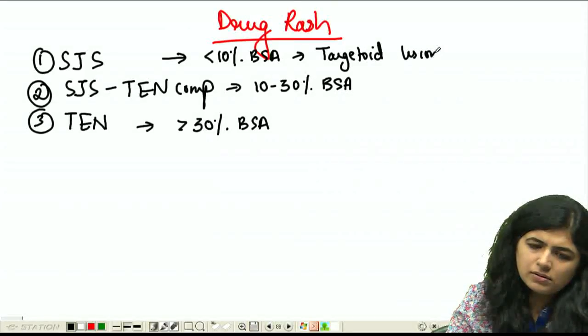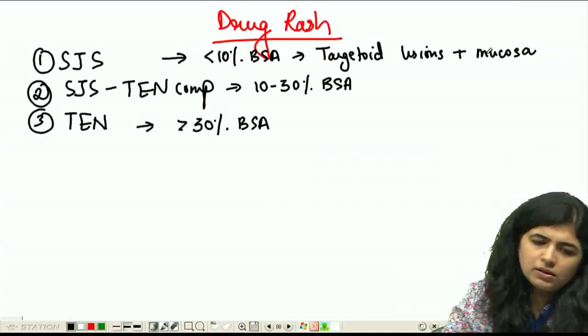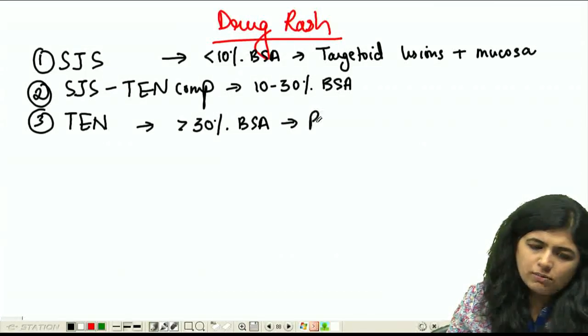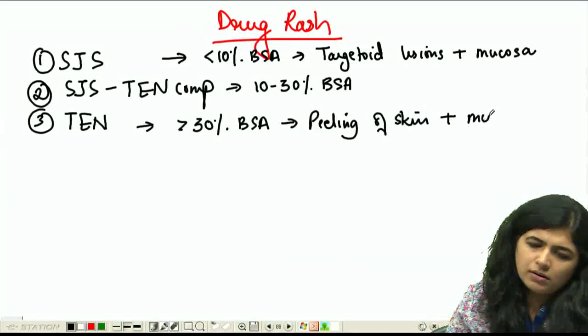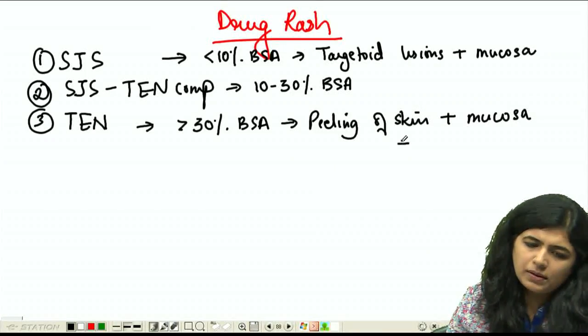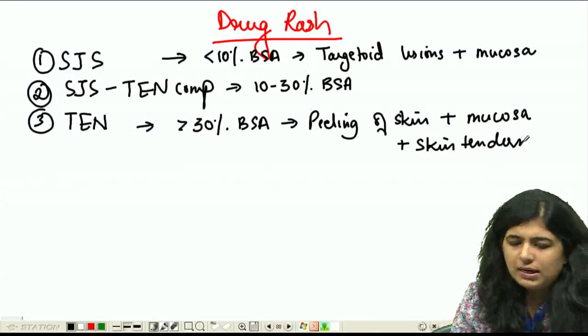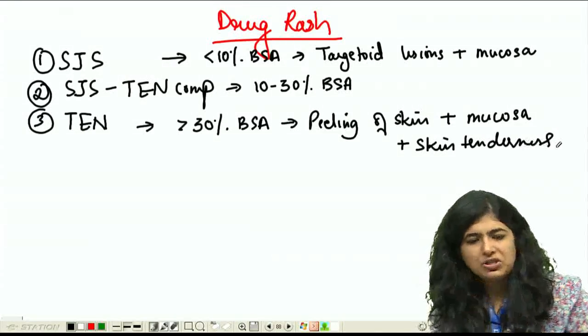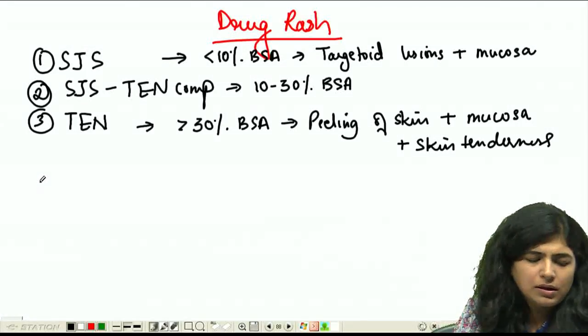Here you see more of targetoid lesions with mucosal involvement. Here you see more of peeling because the necrosis is so widespread, plus mucosa, plus skin tenderness. Wherever you touch on the skin, the patient has pain.